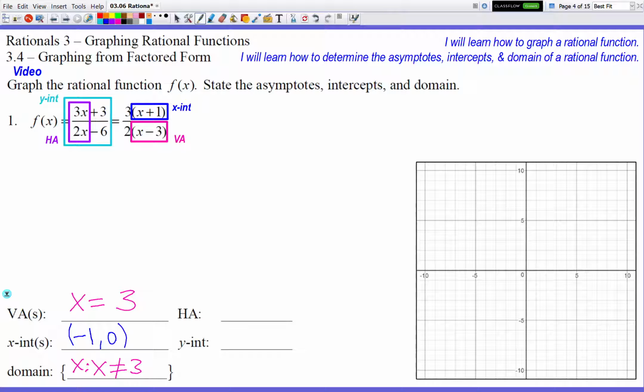Just out of curiosity, if you were wondering, of these two fractions, the right side fraction is known as the factored form version of the rational function. The left side, the 3x plus 3 divided by 2x minus 6, that's the regular version of a rational function. In this class, Algebra 2, we're going to be kind of nice to you. We're going to factor the rational function for you so that you can grab the pieces you need. On the right side fraction, the factored form, you can grab the parentheses that tell you the VA, and the parentheses that tell you the x-intercept, and it's a little bit easier.